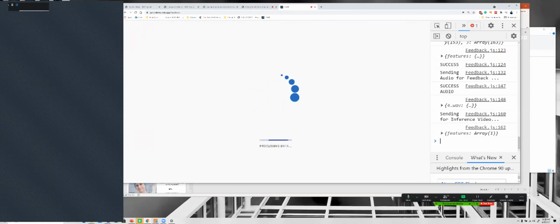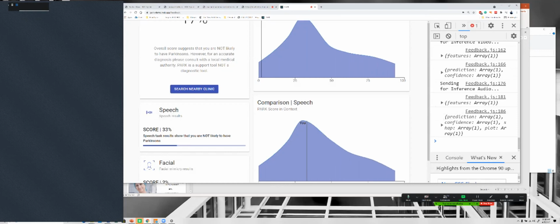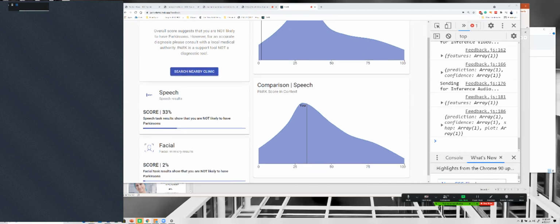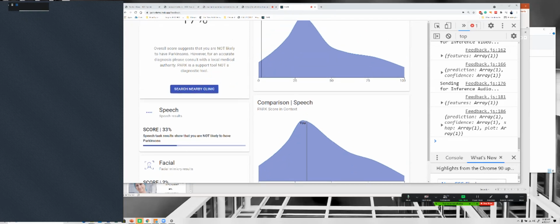So it's analyzing right now all the audio and video. Right now it will only tell me whether I have Parkinson's or not. But we're also working on quantifying the severity of the movement. So you get a score from 0 to 4. 4 means very severe, and 0 means not severe.